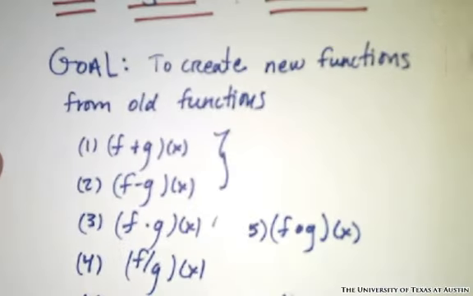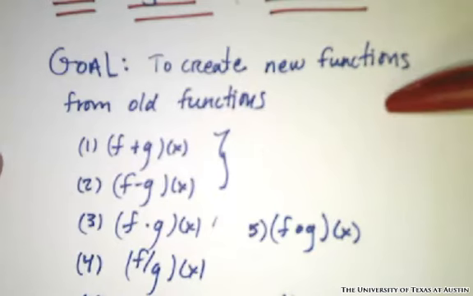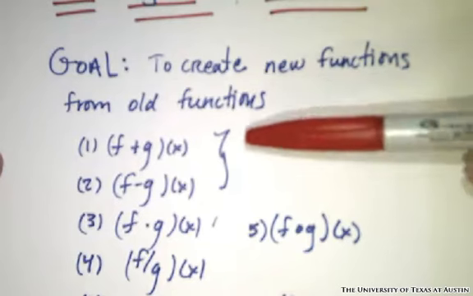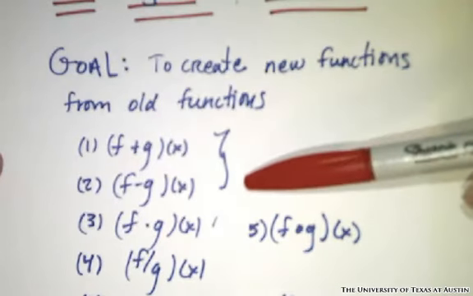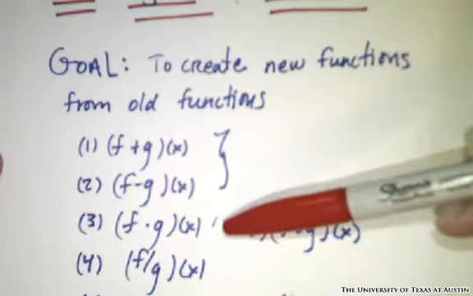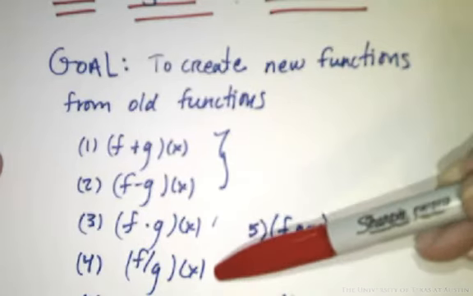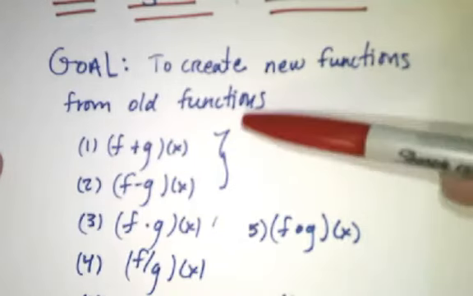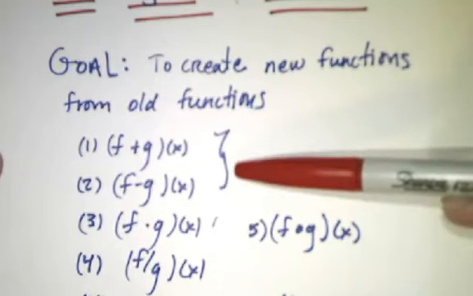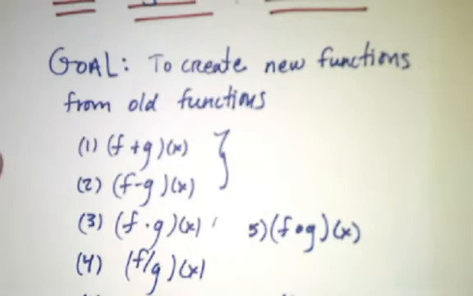We are going to explore the algebra of functions. And our goal here is to create new functions from old functions. We're going to do that by finding the sum of functions to create a new function, the difference of two functions to create a new function, the product of two functions, the quotient of two functions, and lastly, the composition of two functions. In this video, we're only going to tackle the sum and difference of two functions to create a new function.